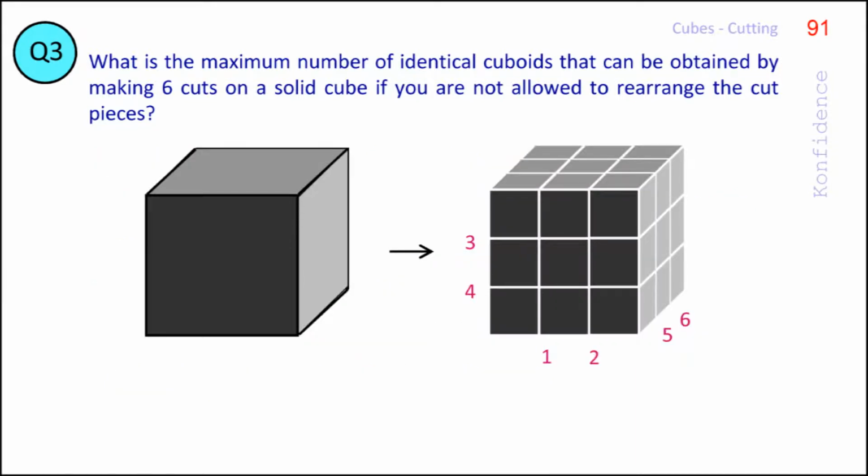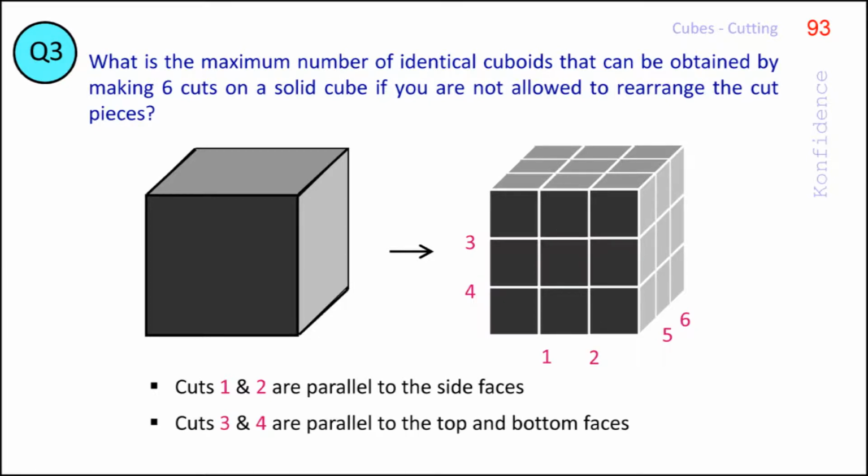As it is mentioned that we need identical cuboids, the cuts should be equally spaced as shown in the figure. The 2 cuts, cuts 1 and 2, are parallel to the side faces. Cuts 3 and 4 are parallel to the top and bottom faces. Cuts 5 and 6 are parallel to the front and back faces.